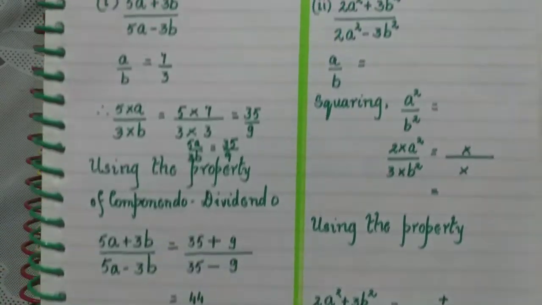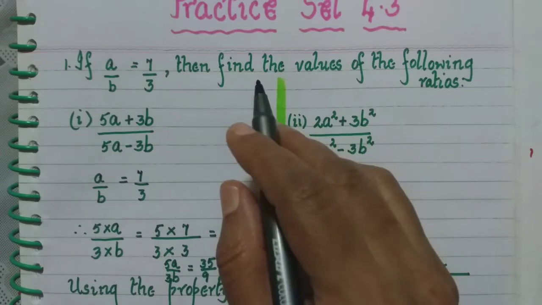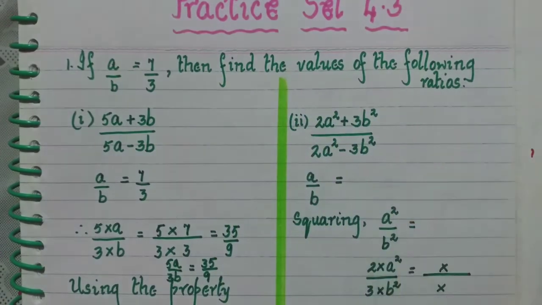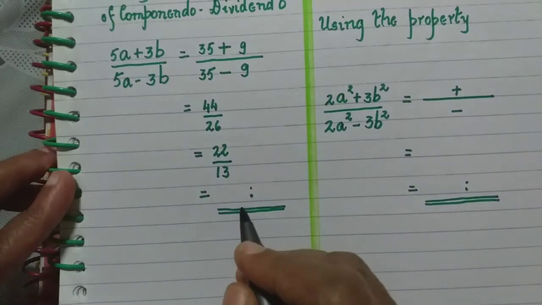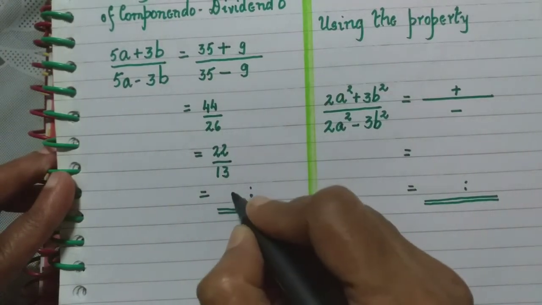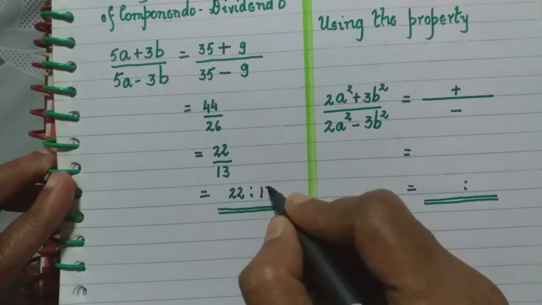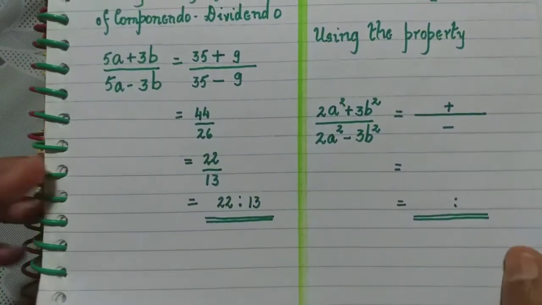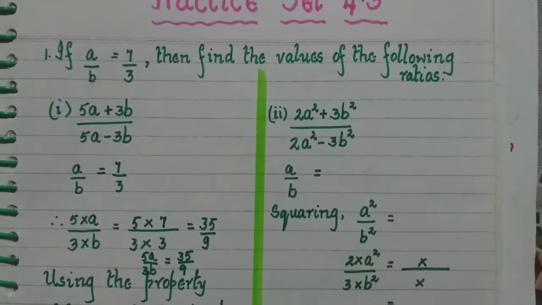Now the question was that we have to write it in the form of a ratio. So find the value of the following ratio. So now we write the final answer in the form of ratio as 22 is to 13. So this was the first sub-question. Going now to the second sub-question.